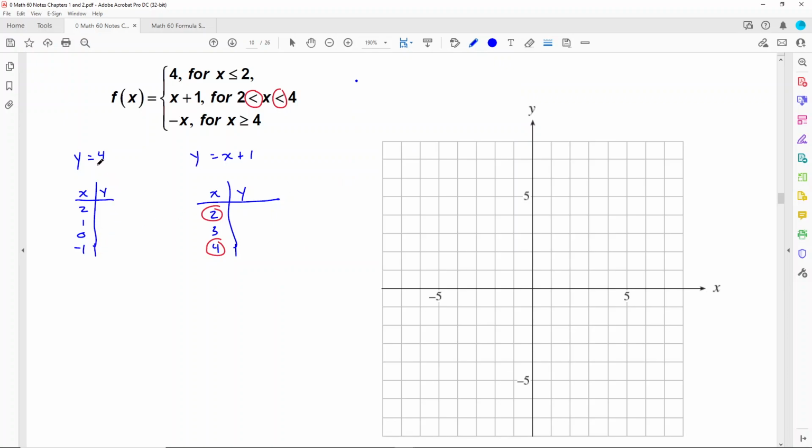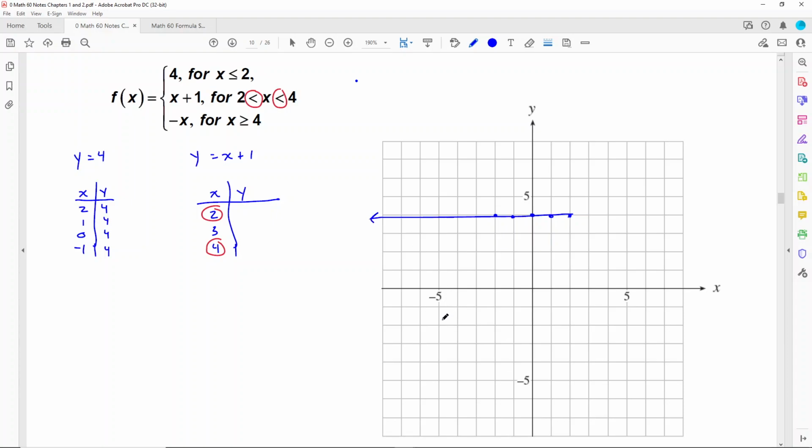Now for the first one. When I plug in any x value, y is just 4. It doesn't matter what x is, y is 4. So for every single one of these points, y is 4. So when x is 2, y is 4. When x is 1, y is 4. 0, 4. Negative 1, 4. Negative 2, 4, and so on. So this graph is a straight line going that way.